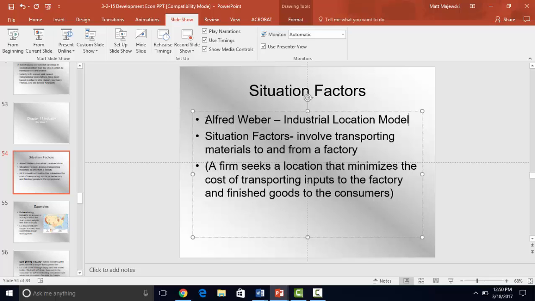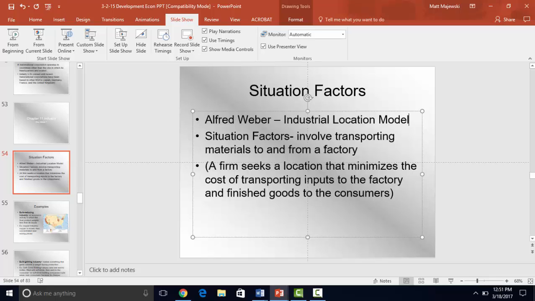Situation factors are situational in that they are changed depending on where the factory or the facility is located. And so depending on place to place to place, they're going to be different. All right. So a situational factor, he said, involved transportation. Things that were controlled by where you located. And so what he said is that a company wants to locate either close to where they're receiving their raw materials, or they want to locate closer to where they sell their products.